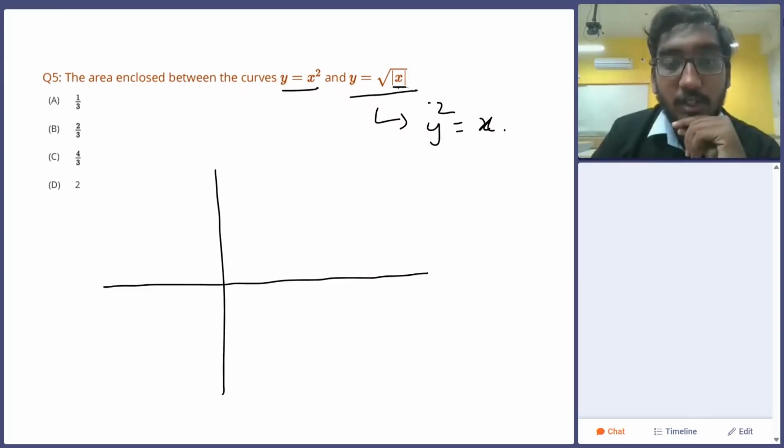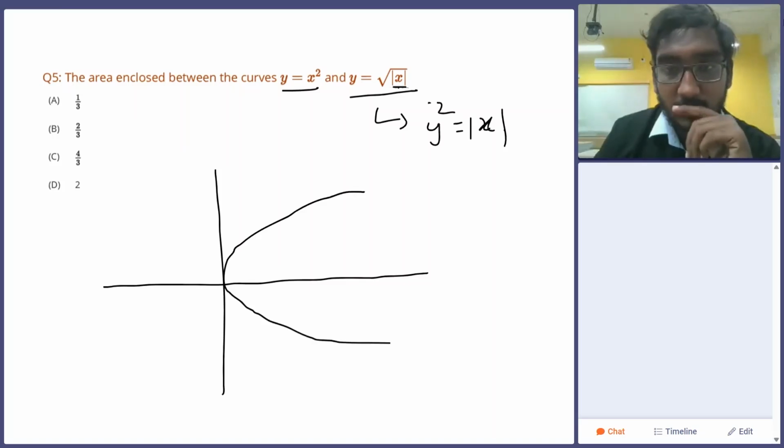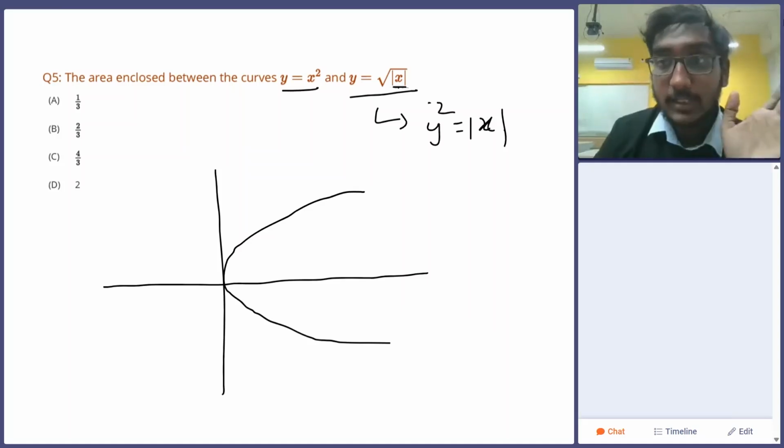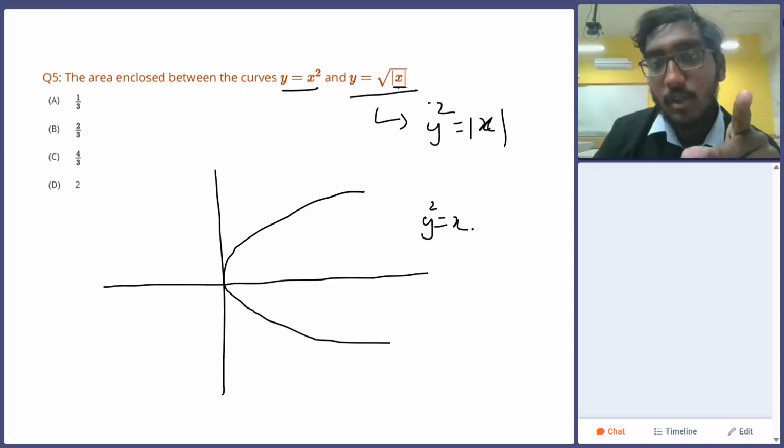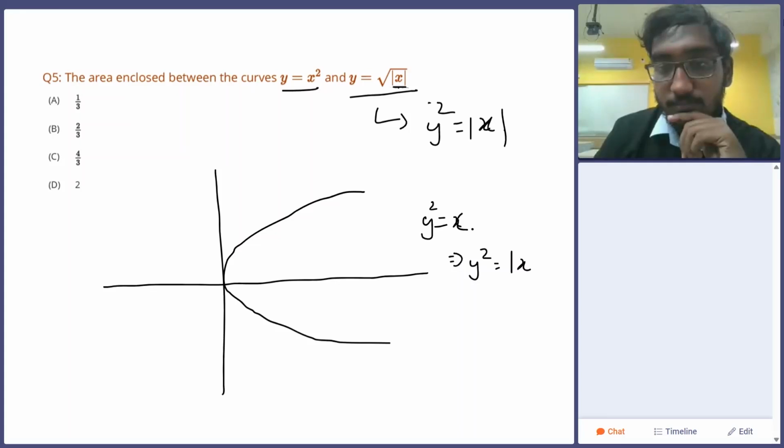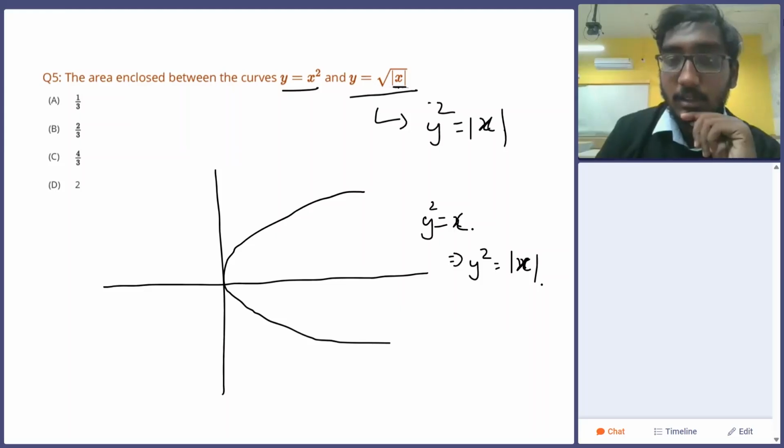So the graphs I will draw here. This will be mod x here. This is how the curve will look. What curve is it? y square equal to x. This is not y square equal to mod x, it is y square equal to x. So what about the y square equal to mod x curve? It will basically be the reflection of that, since x cannot be negative.